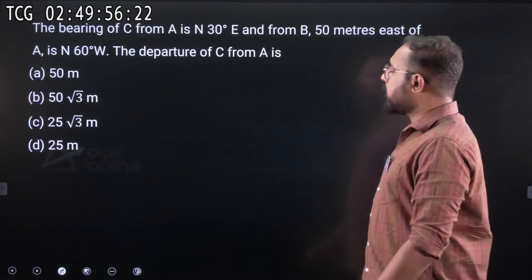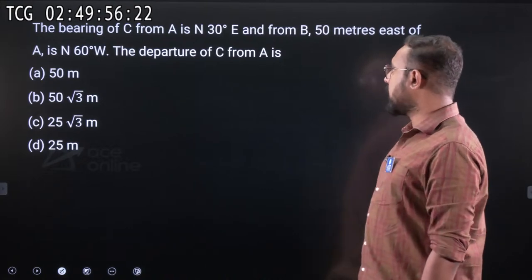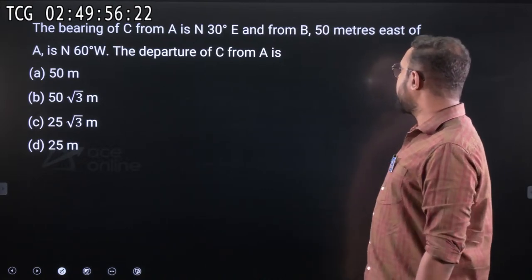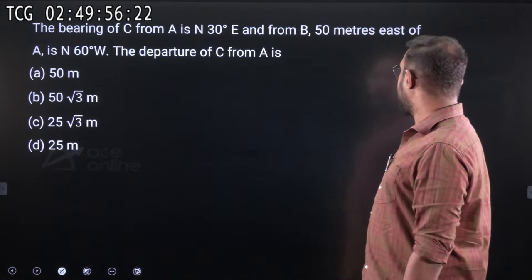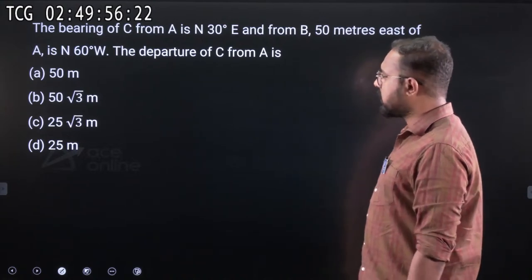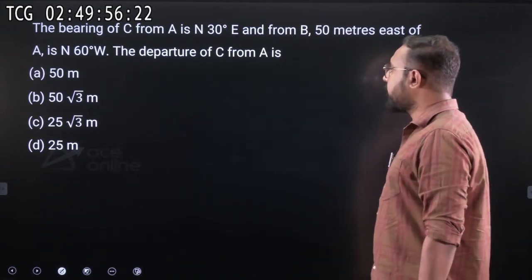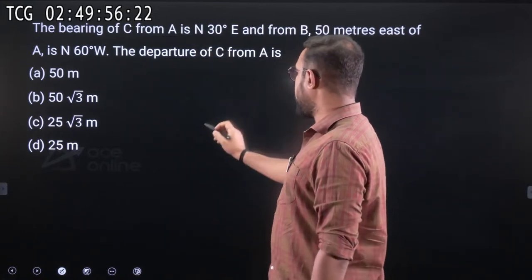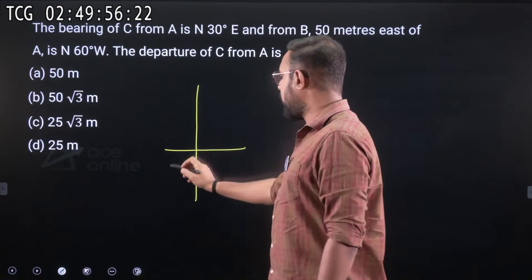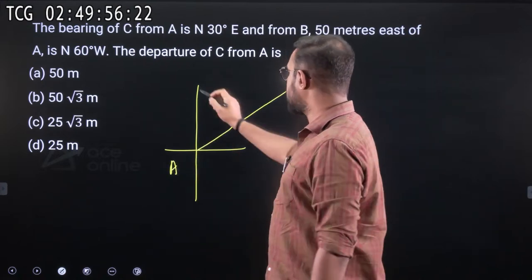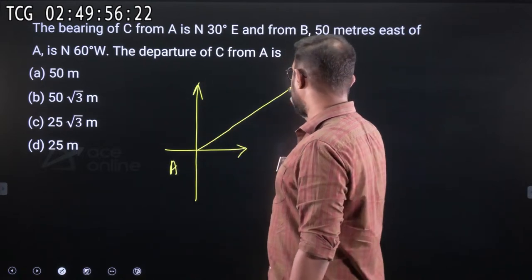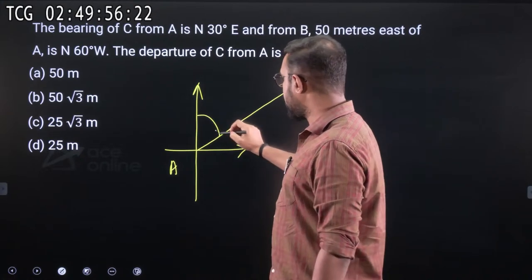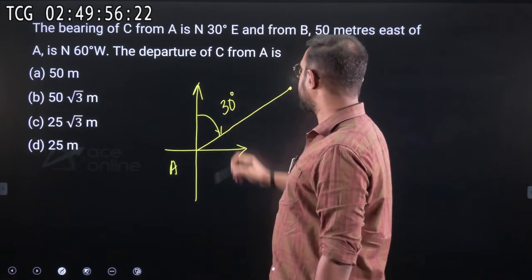The bearing of C from A is north 30 degree east and from B, 50 meters east of A, is north 60 degree west. The departure of C from A is dash. Bearing of C from A. So from A, I am looking towards C. This is where my point C is. What is this angle? North 30 degree east.